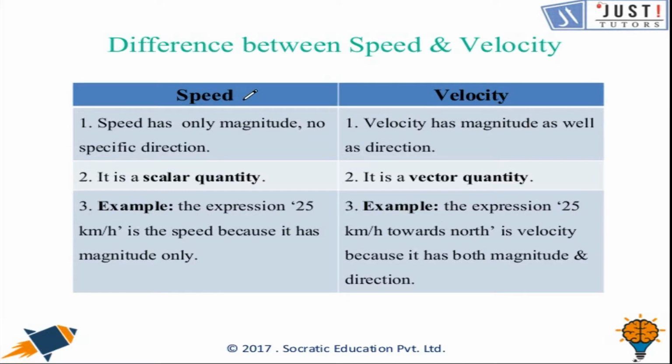Here are some common differences between speed and velocity. Very first is speed has only magnitude, meaning only numerical value, no specific direction, whereas velocity has magnitude as well as direction. Because speed does not have any direction, it is a scalar quantity, and velocity is a vector quantity. You have an example here, we can read it.